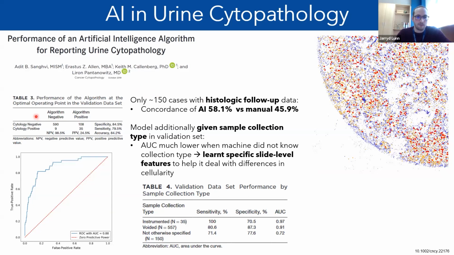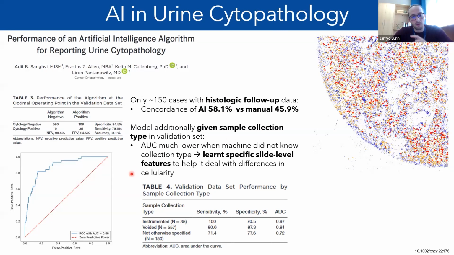Their system showed very good accuracy. They had accuracy of about 84%, and very good area under the curve that correlated with that. Unfortunately, only about 150 cases had histologic follow-ups, and when they looked at the concordance of artificial intelligence with manual, artificial intelligence did outperform manual screening.